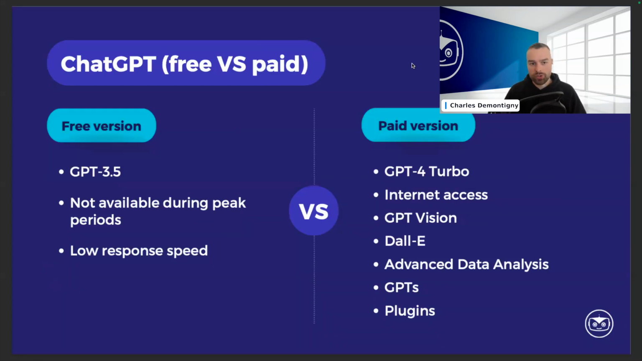There are right now 2 versions of ChatGPT. You can sign up for free by going onto the website. With the free version, you will have GPT 3.5, which is a less capable model, but still really powerful. However, you won't have access all the time. During peak hours, you might not have access, and the latency will be a bit higher with a slower response speed.